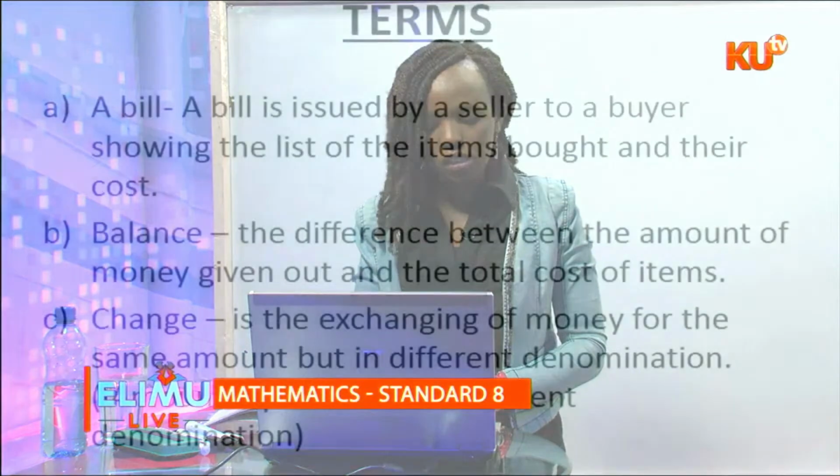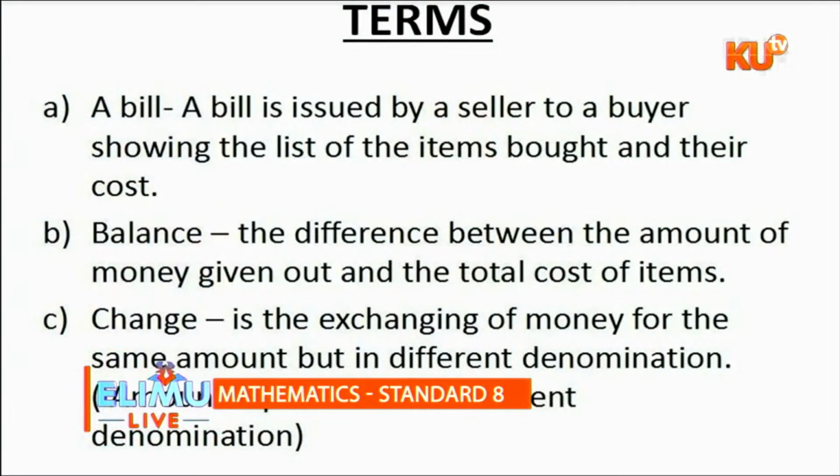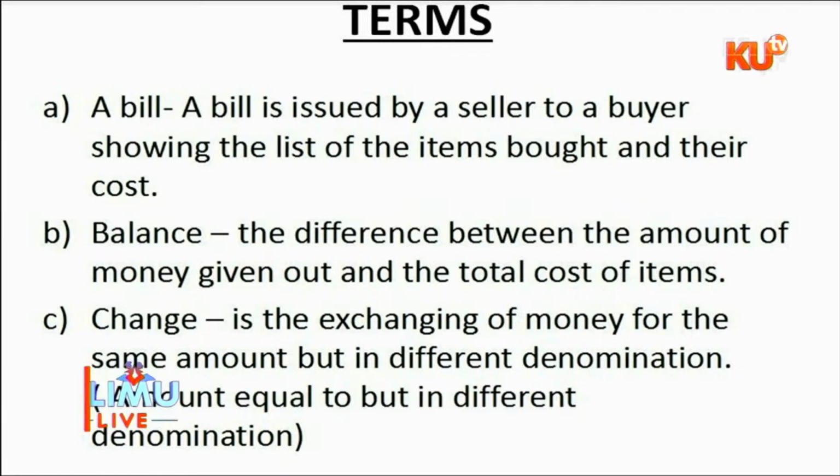Then we have another term, which is balance. Balance is the difference between the amount of money given out and the total cost of the items. For example, when you buy something, let's say that whatever you have bought cost 20 shillings and you have given out 10 shillings. So the seller is going to refund you 10 shillings. The 10 shillings that you're going to receive, that is what we call the balance. It is the difference between the amount of money given out and the total cost of the items.